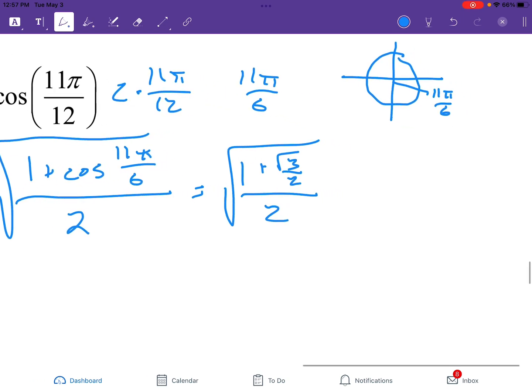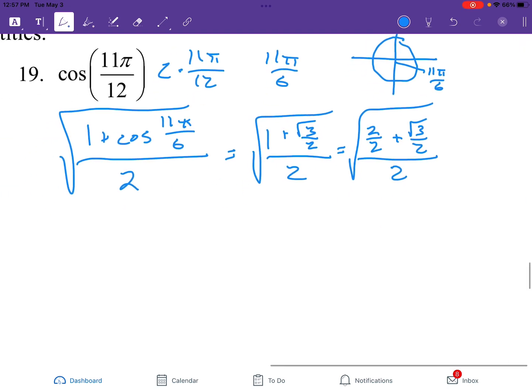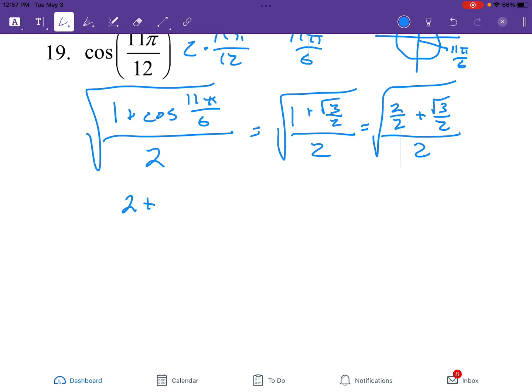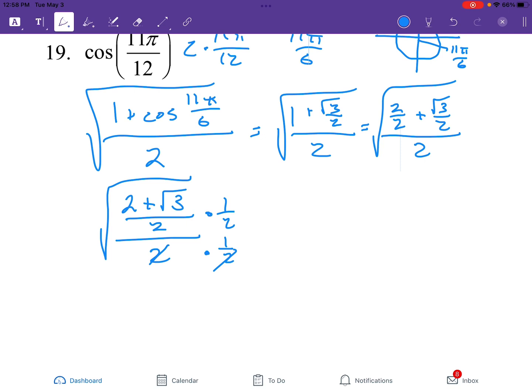Again, we're going to combine the fractions at the top. We'll have 2 over 2 plus root 3 over 2, all divided by 2. Because they have common denominators, we can add them together. So we have 2 plus root 3 over 2, all divided by 2, with a big square root again. We're going to get rid of the denominator of our complex fraction by multiplying by 1/2. Then we have 2 plus root 3 over 2 times 2, which is 4.